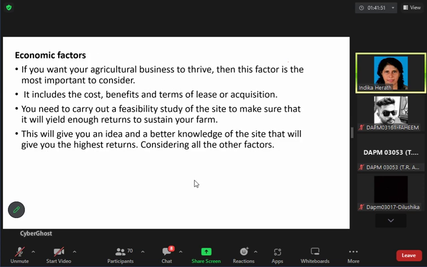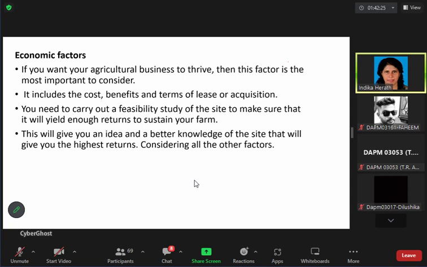The economic factors also include what is needed for agricultural business to thrive. So we need to have business areas, like market areas. So we need to see whether there is accessibility to those things in the areas where you cultivate. Otherwise, we have to account for the cost of transportation. It includes the cost and benefit calculation in terms of lease or acquisition of the land.